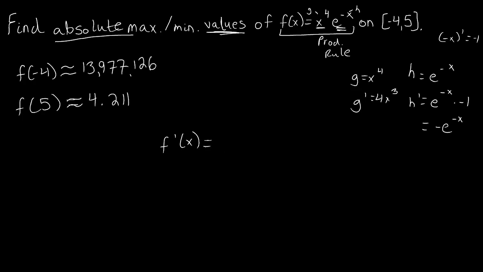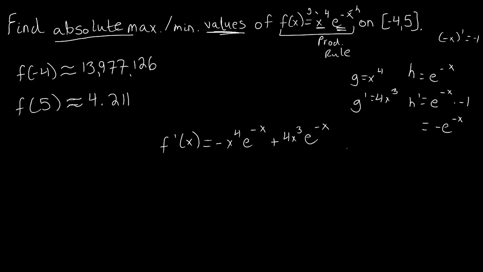And then following the product rule notation, we're going to multiply g times h prime, and then add that to h times g prime. So what we get is negative x to the fourth e to the negative x plus 4x cubed e to the negative x. And this is our derivative right here that we're dealing with. Okay, so we've derived it.